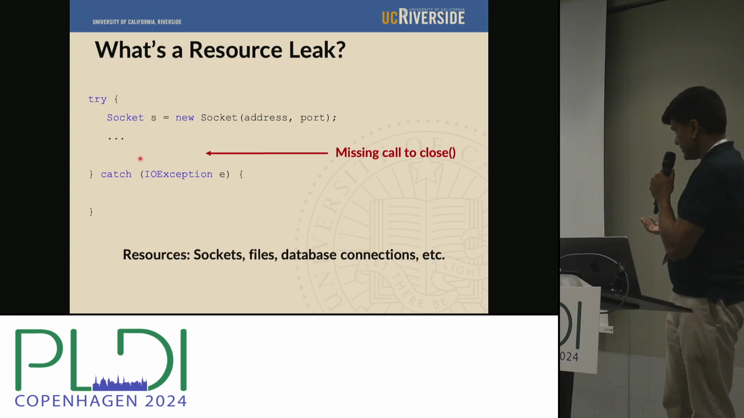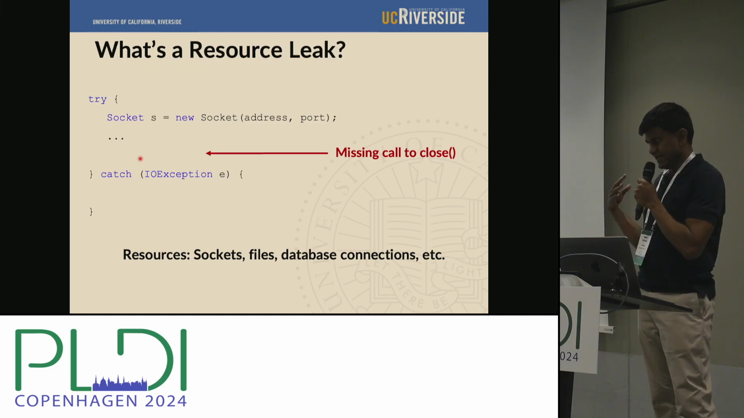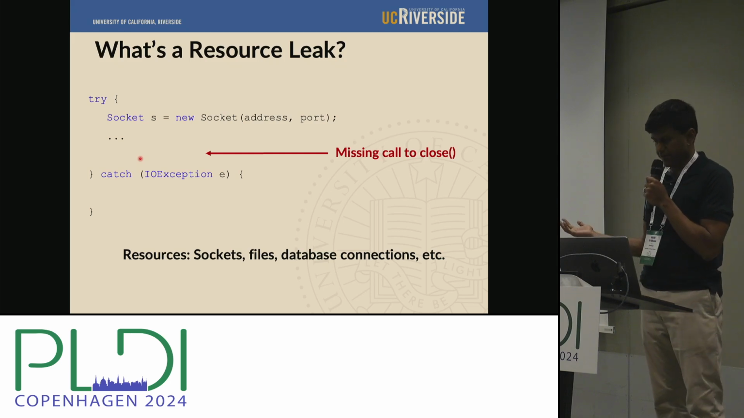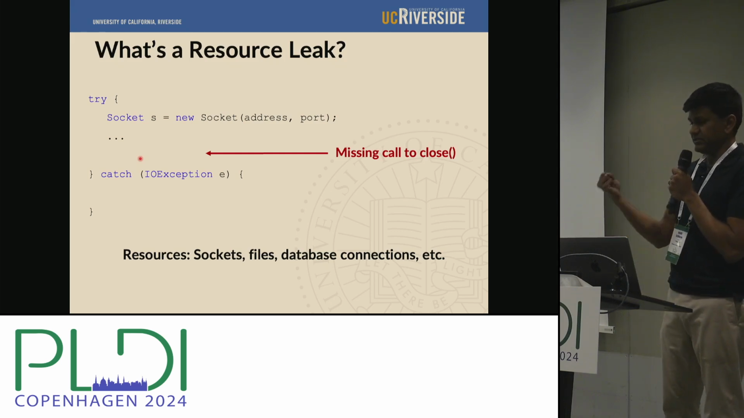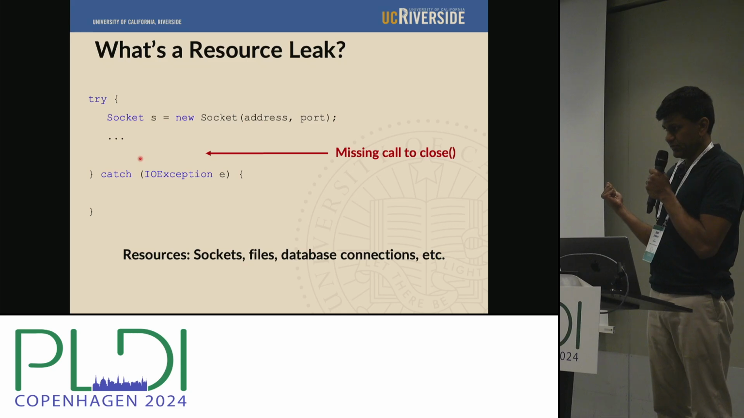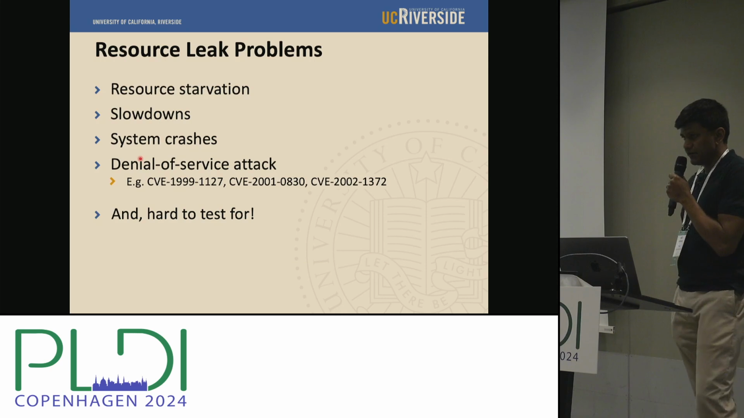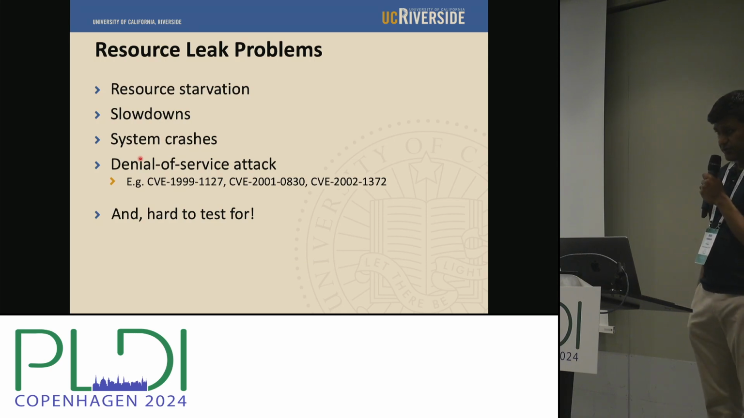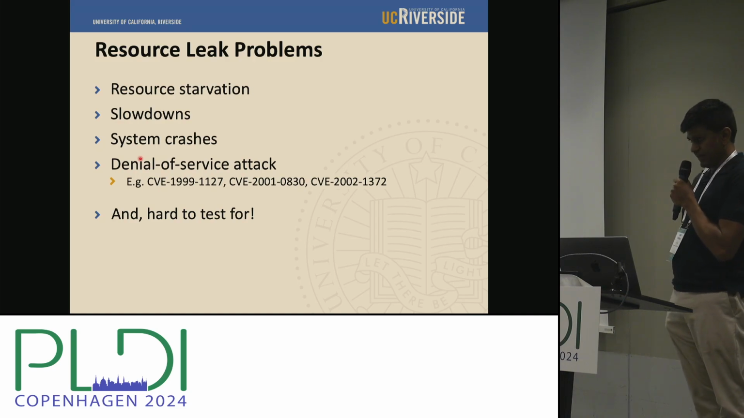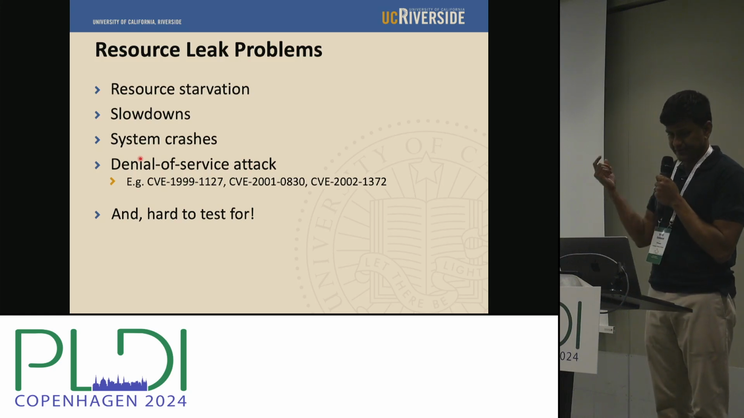And besides sockets, other resources that you have to manage explicitly include things like file handles, database connections, and potentially many other examples. So any type where you explicitly need to call some finalizer function before it goes out of scope is potentially subject to resource leaks. And resource leaks cause a lot of real-world problems. Resource starvation, they can cause slowdowns or system crashes, even denial of service attacks, right? If someone knows a way to force your service to just allocate more and more resources without releasing them.